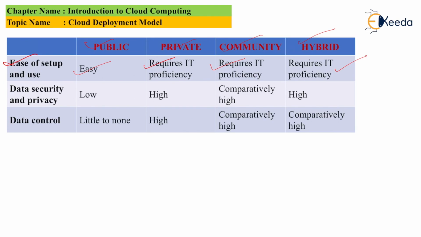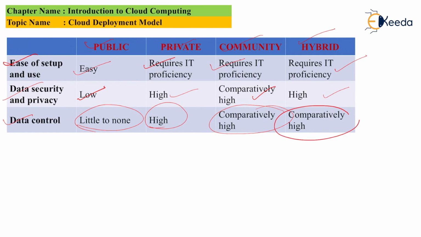The next point is data security and privacy. In public cloud, data security is low. For private cloud, data security and privacy is high. Community cloud, it is comparatively high. And for the hybrid cloud also, it gives us a high amount of security and privacy. Data control. In public cloud, it is little to none. For private cloud, it is high. For community cloud, comparatively high, and similar is the hybrid cloud.